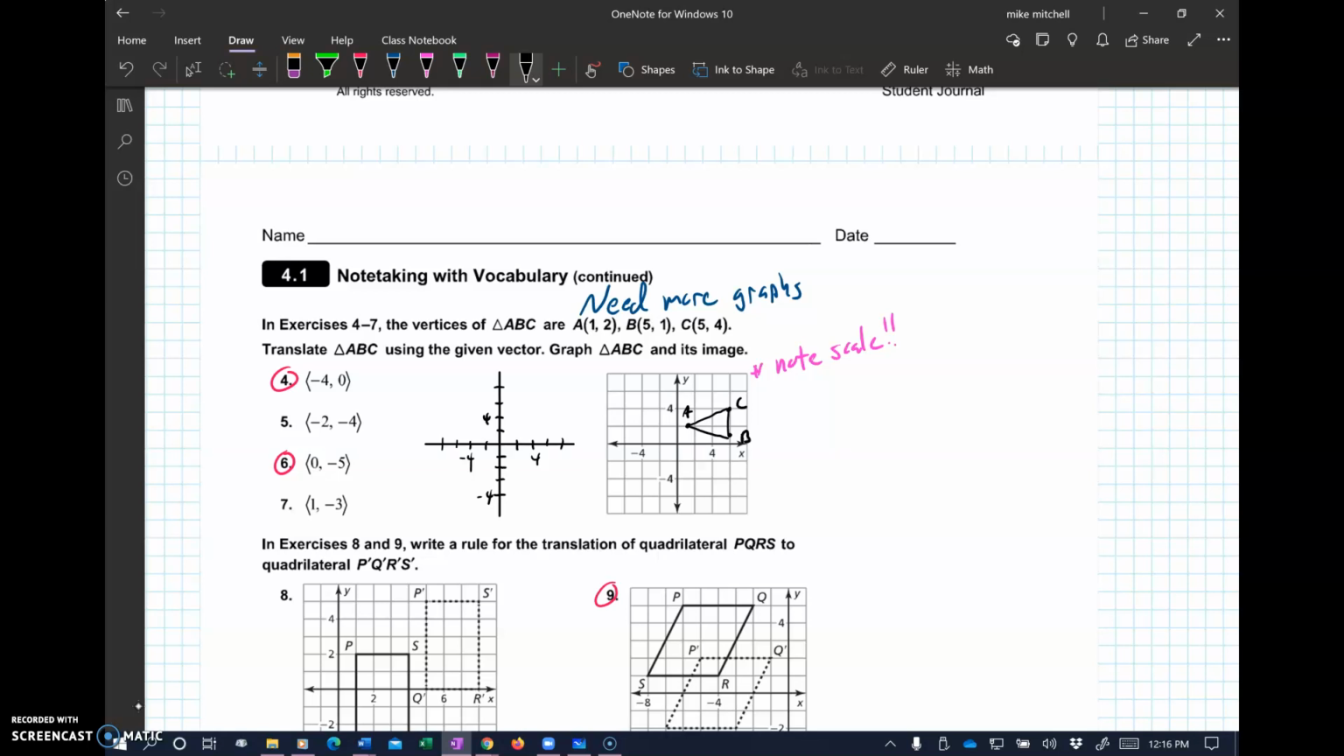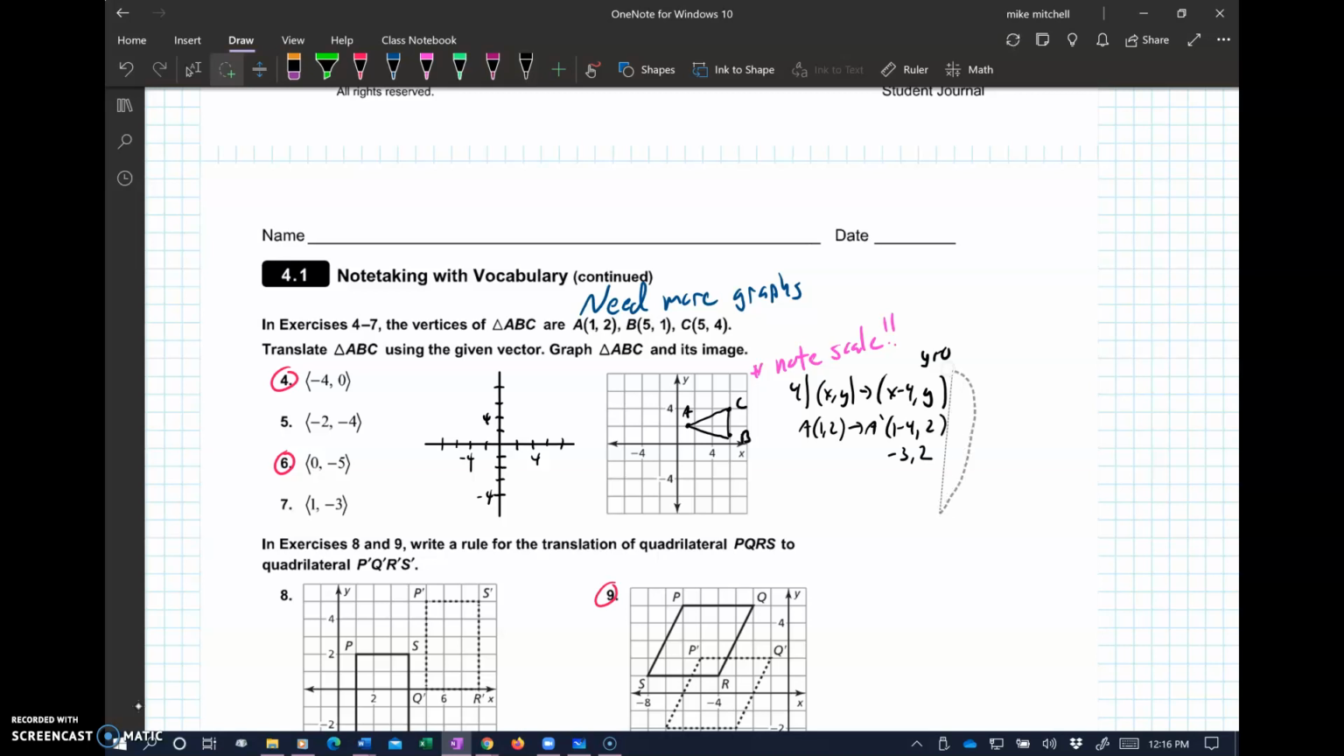Okay, so I'm going to do this first one. For number 4, I've got xy, and that's going to go into x minus 4 and y. That's really y plus 0, but I don't need to write plus 0. So if I have, like this for A, I've got 1, 2. That's going to go to A prime, which is going to be 1 minus 4 and 2. So that's going to give me -3 and 2.